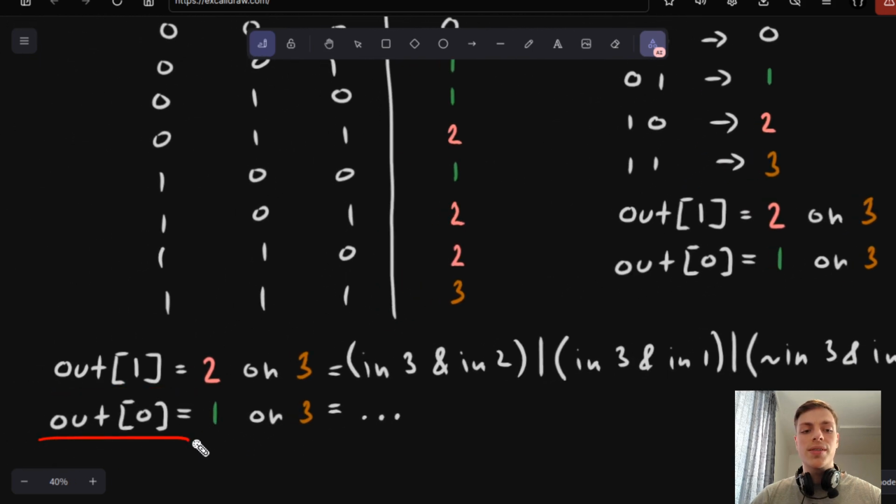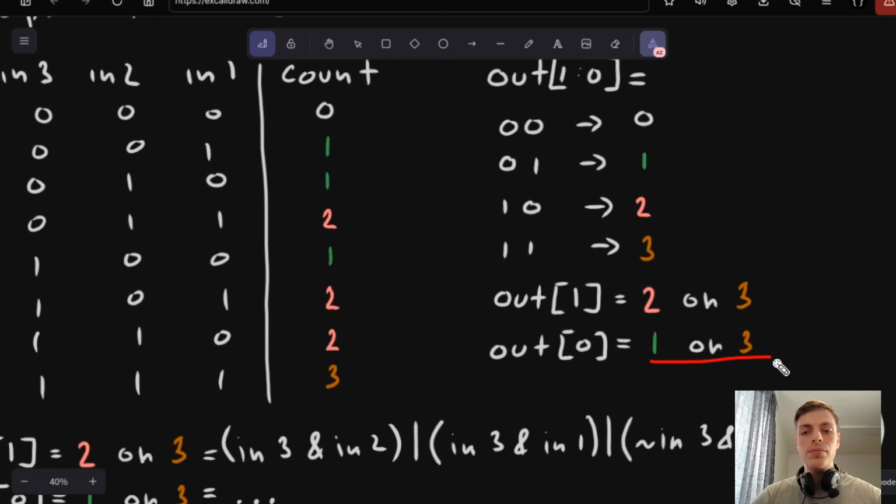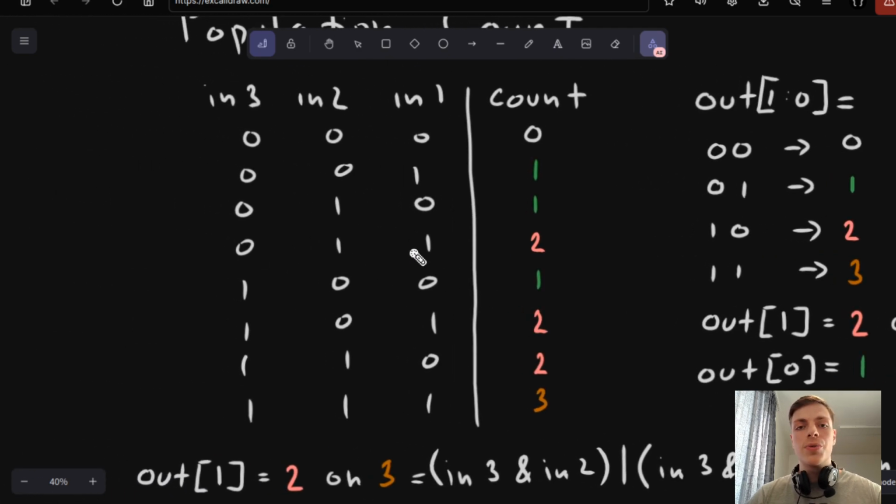And then we can do the same for output 0, but in this case it will be when count is equal to 1 or 3. But in this case there is no way we can reduce or simplify it, so we will have to write the full function. So the first one will be not in3, not in2, and in1. And then we will OR all of the rows.